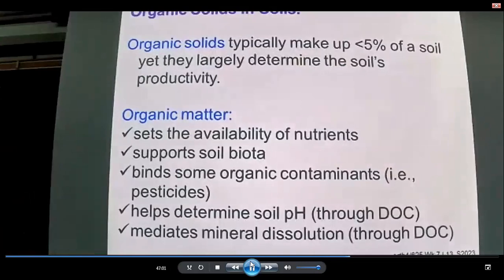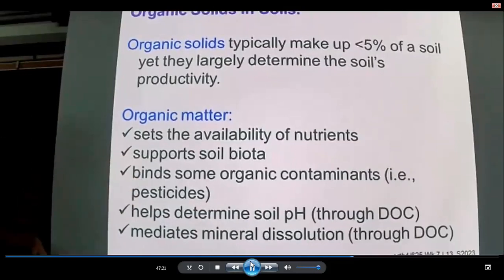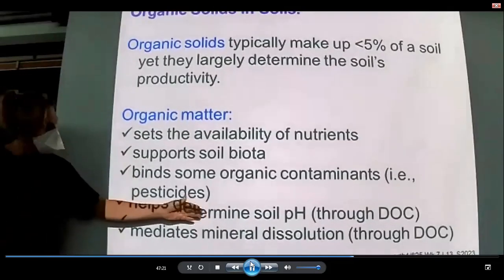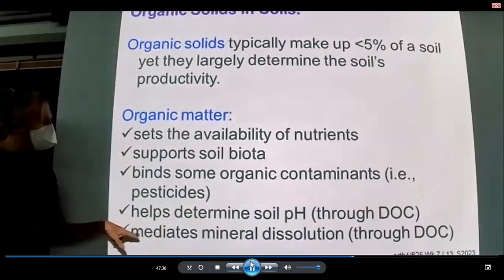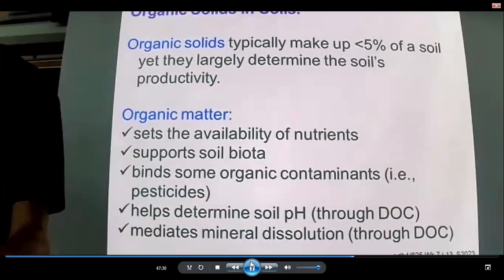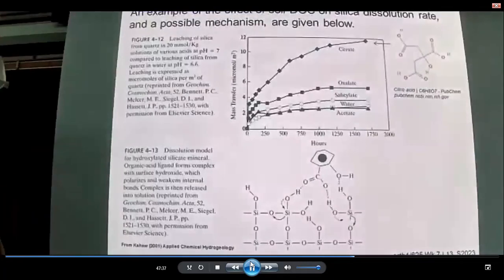Okay, so now we're going to turn to the organic matter that we find in soils. As I mentioned, on average, they make up about 5%, but they can be a lot higher in some soils. And this is a list of some of the important things that organic matter does in soil. It sets the availability of nutrients, what we call preformed nutrients that microorganisms can act on and break down and liberate in the forms that plants can use again. It supports soil biota. It binds some organic materials, including contaminants like pesticides. It can also bind heavy metals and radionuclides. It can determine soil pH, and it can mediate mineral dissolution.